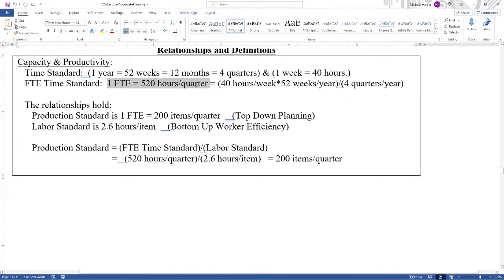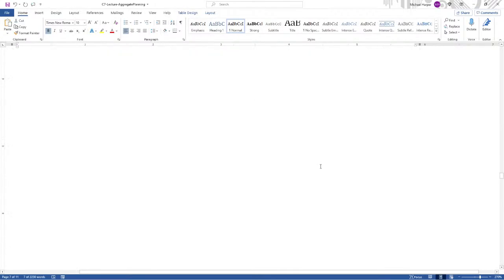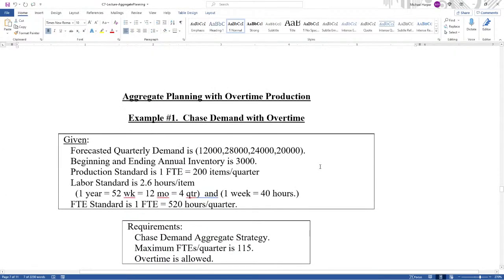Let's bring the time standard down per quarter. Bring the labor standard up, and that gives us a production standard per quarter. And so the production standard equals FTE time standard over labor standard. So that's an identity. That right there, let me bold that. The production standard, PS, equals the FTE time standard, FTE time, divided by labor standard, LS. Okay, so that's a standard that we'll be using. We'll use that when we go to the next development, which is aggregate planning with overtime.